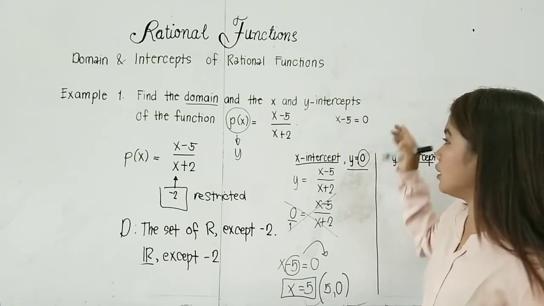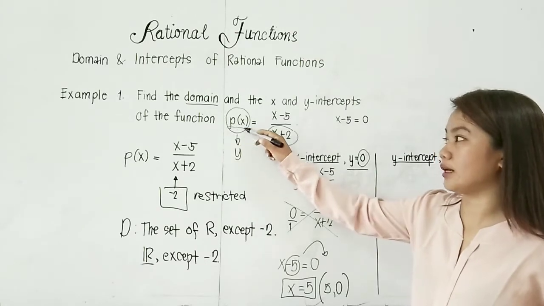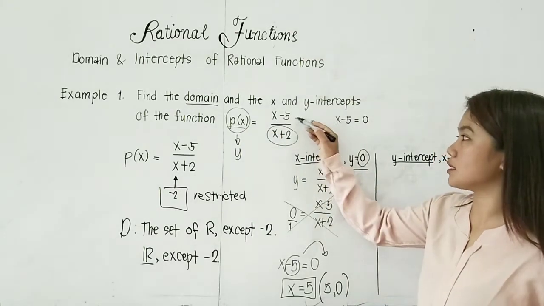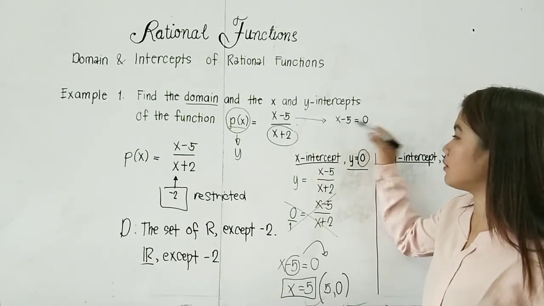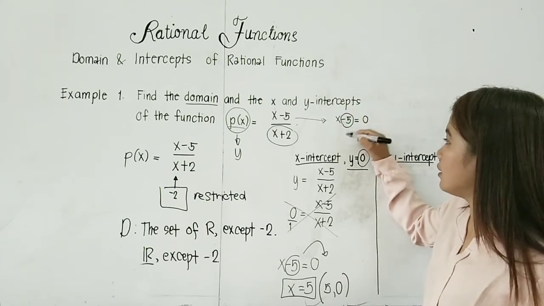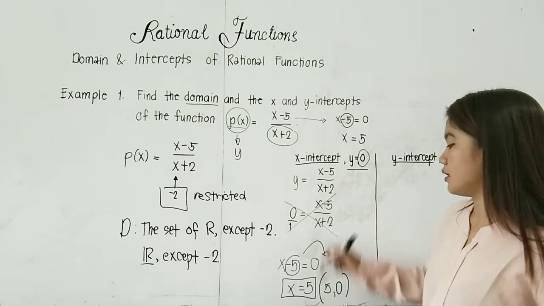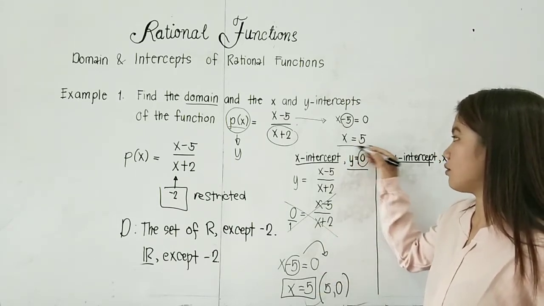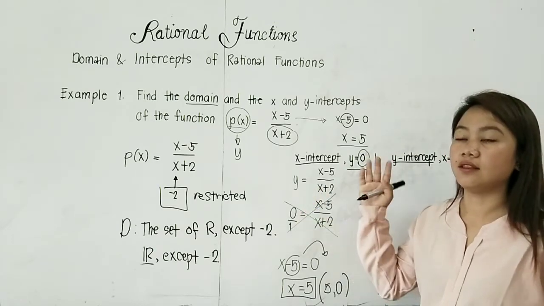Because the product of the denominator and the 0 here is 0, so that has no value at all. So we will just focus on our numerator. So x minus 5 is equal to 0. To get the value of x, transpose negative 5. So x is equal to positive 5. So we have the same answer. The x-intercept is positive 5. So this is just a shortcut in finding the x-intercept of the given function.